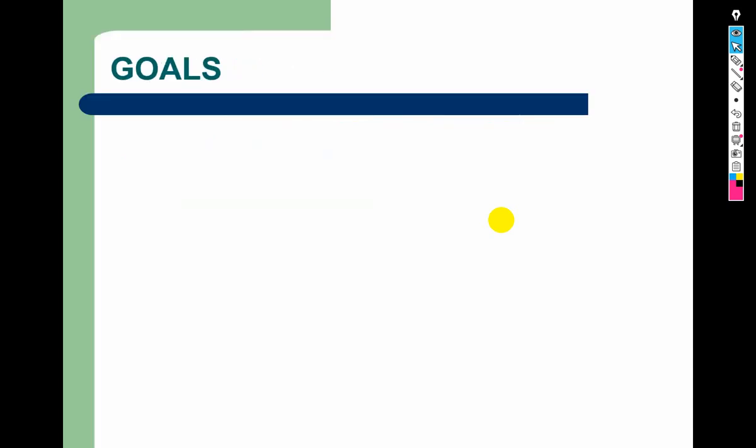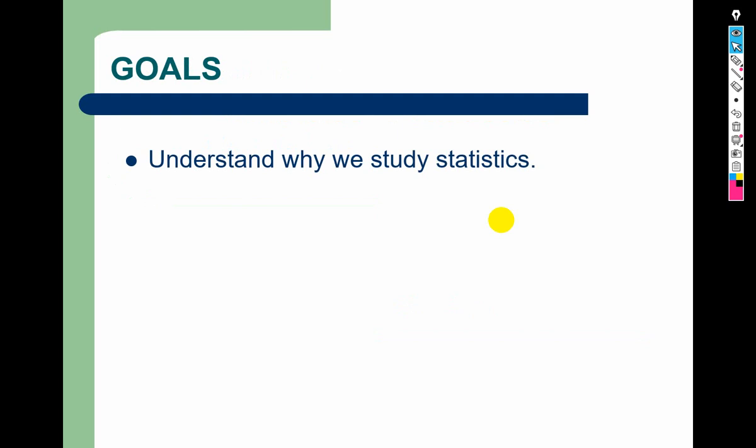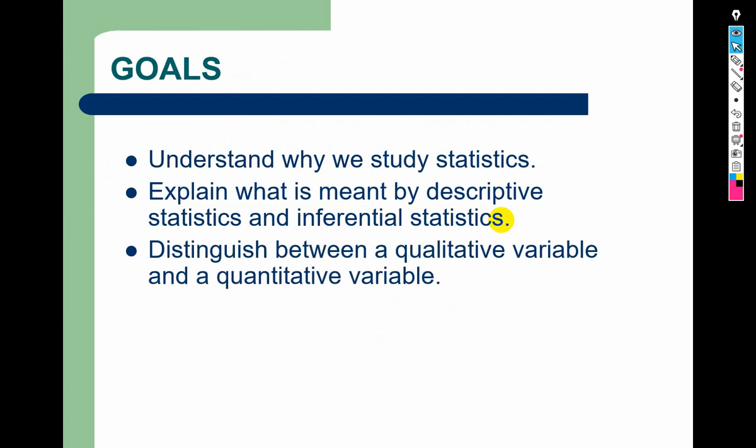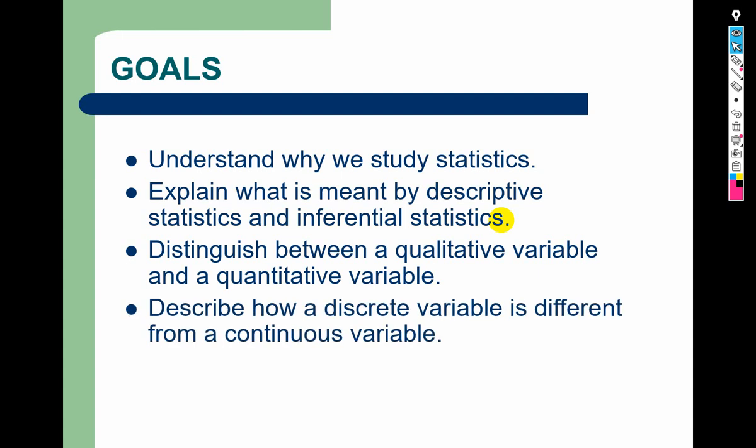The main goals in that chapter: first, you have to understand why we study statistics, and explain the difference between descriptive statistics and inferential statistics. You have to know the difference between a qualitative variable and a quantitative variable. I will define the meaning of a variable, and then the difference between qualitative and quantitative variables. For the quantitative variables, we can also differentiate between discrete and continuous variables.